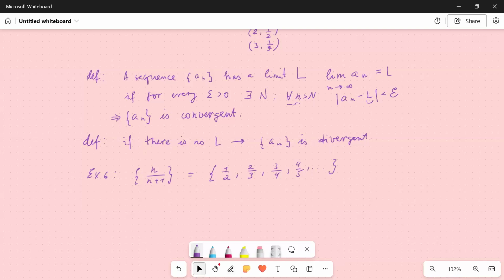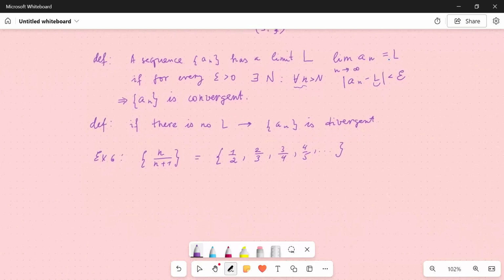Okay, so first, let's figure out what the limit is. I'm going to just try to do it mathematically: n over n plus 1, n goes to infinity. I'm going to divide by n, numerator and denominator. I'm going to get numerator 1, and in the denominator 1 plus 1 over n, right? What is going to happen to 1 over n when n goes to infinity? It will go to 0. So I expect the limit equals 1.